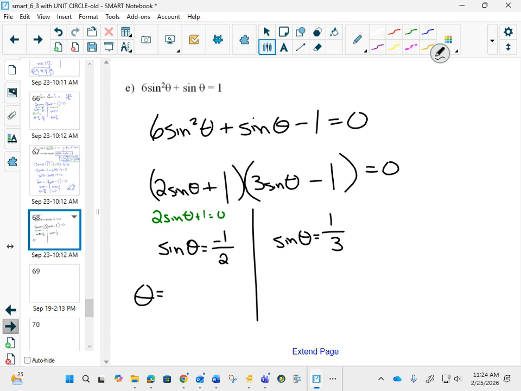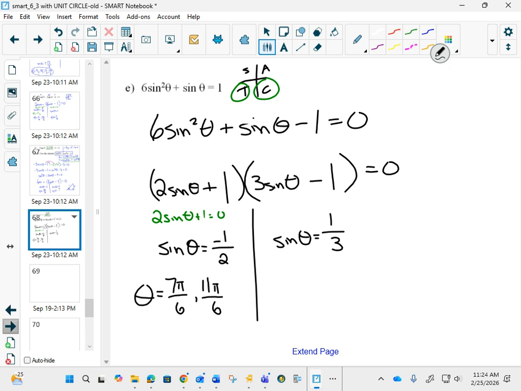You know it is negative, so according to your CAST rule, we're going to be looking in quadrants 3 and 4, because that's where sine is negative. And I would say, what are my pi over 6 in 3? 7 pi over 6. What's my pi over 6 in 4? 11 pi over 6. Perfect.